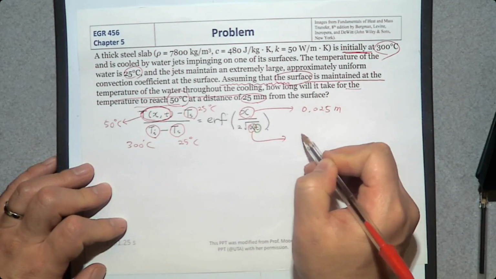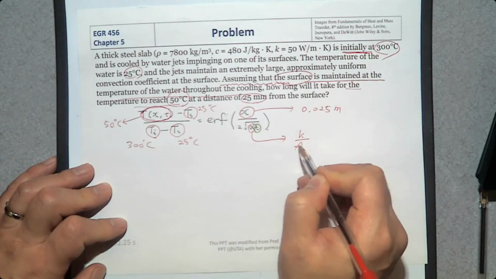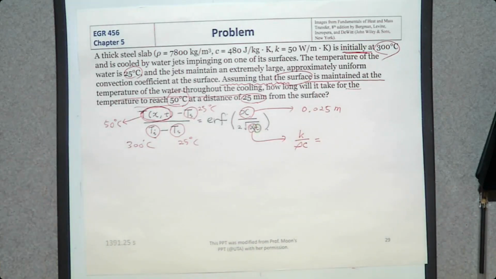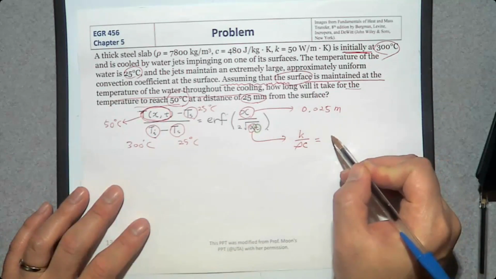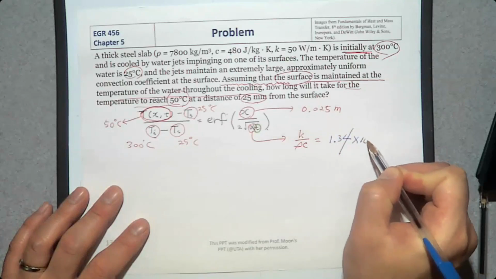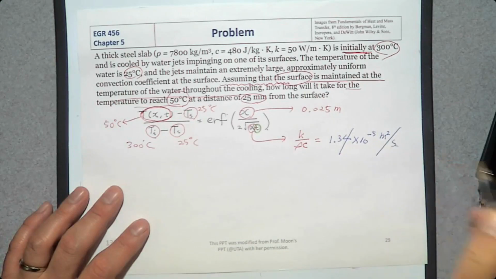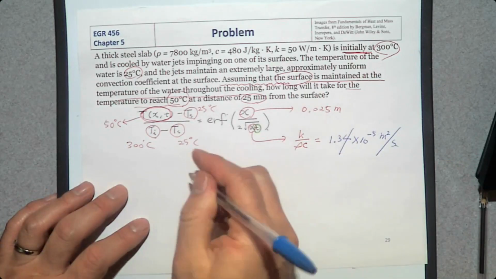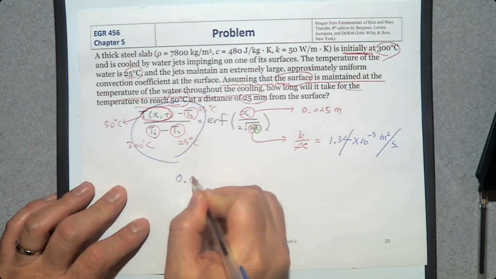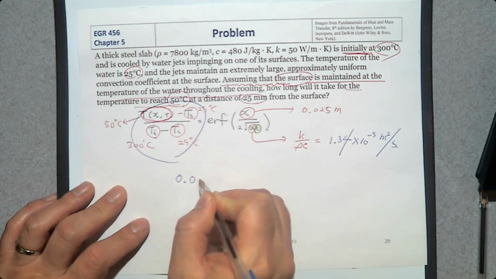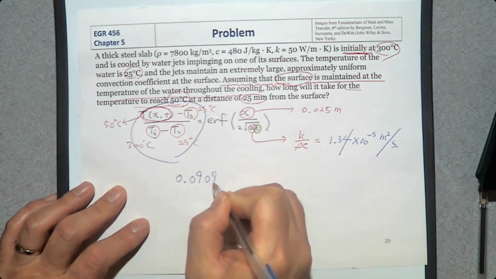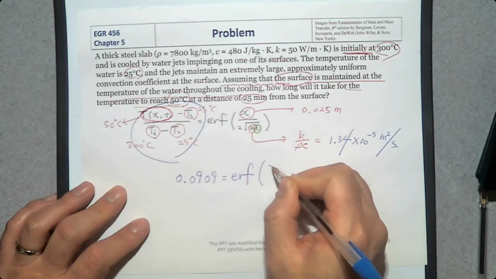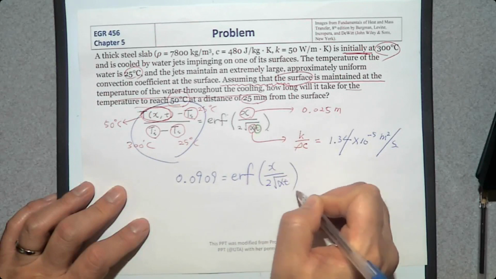And alpha can be determined by thermal conductivity k over density times specific heat. Then we already know density, specific heat, and thermal conductivity. So you can determine the thermal diffusivity alpha, which is 1.34 times 10 to minus 5 meters squared per second. So if you calculate the left-hand side, this whole thing becomes 0.09, which is error function of x over 2 times square root of alpha t.